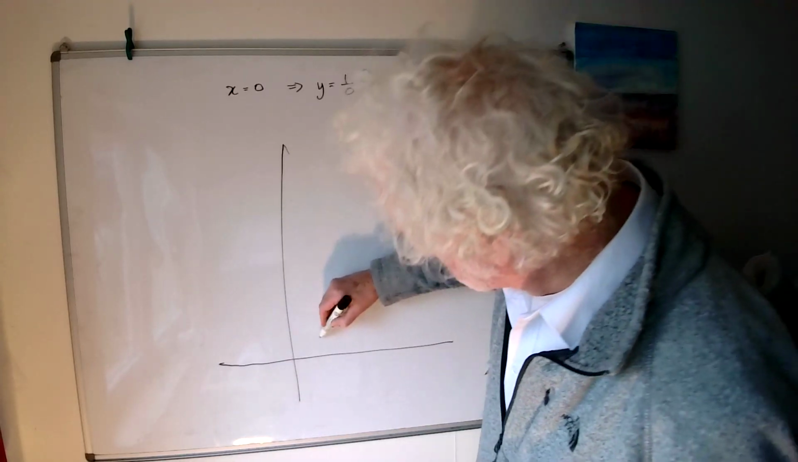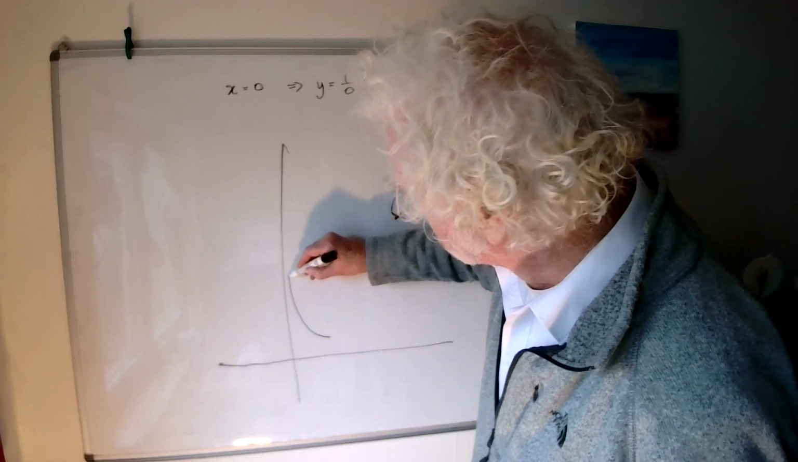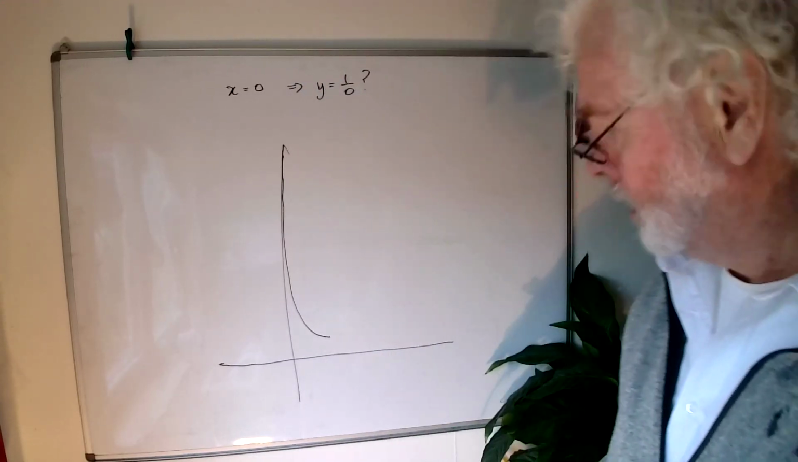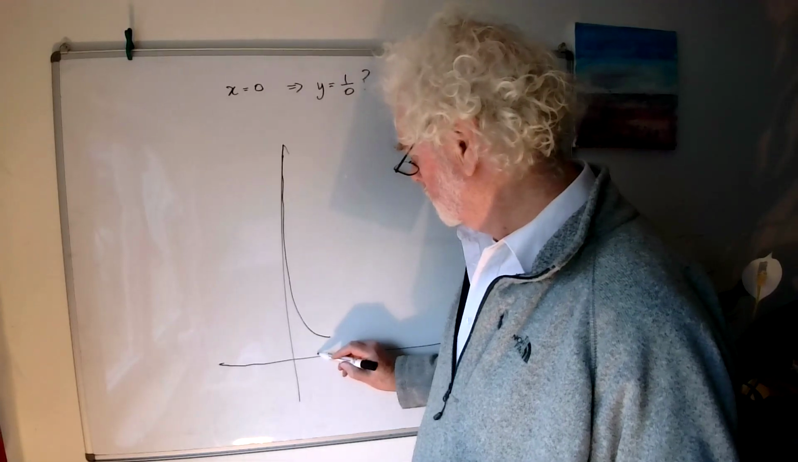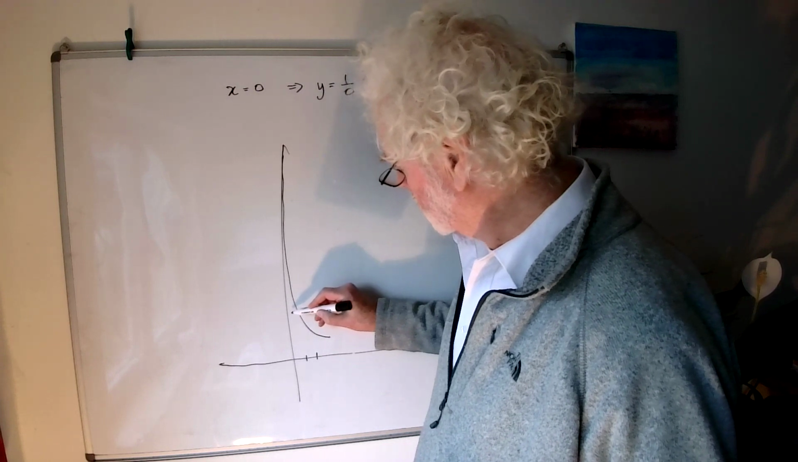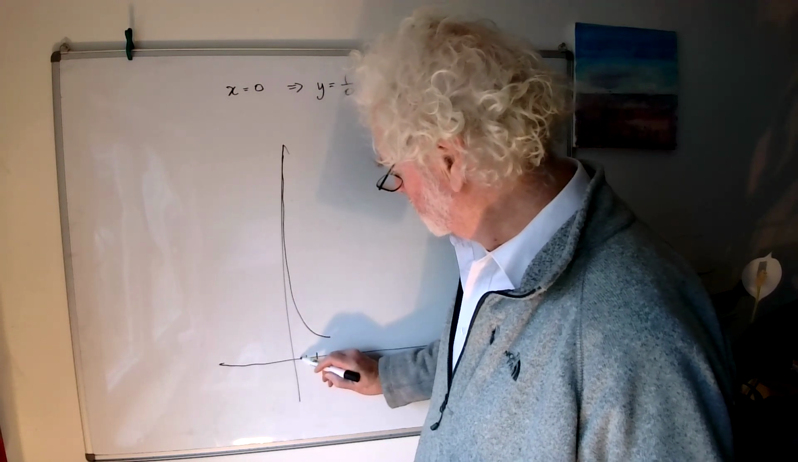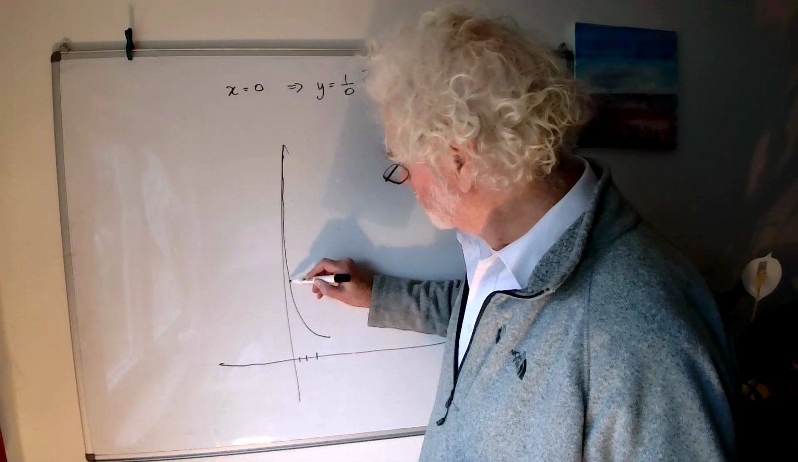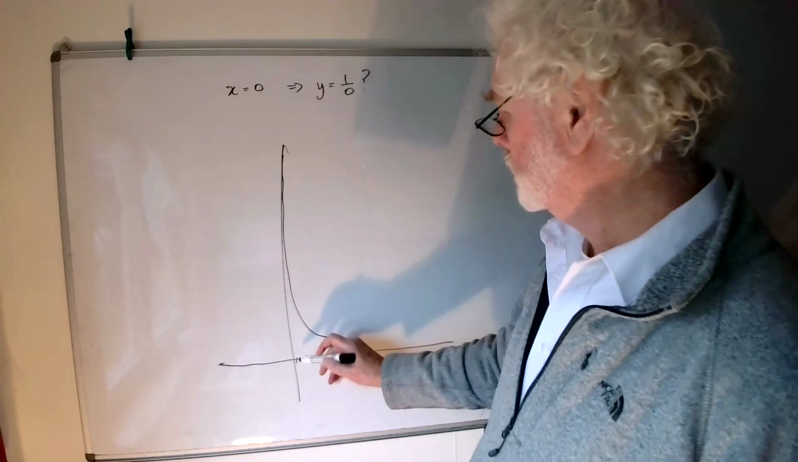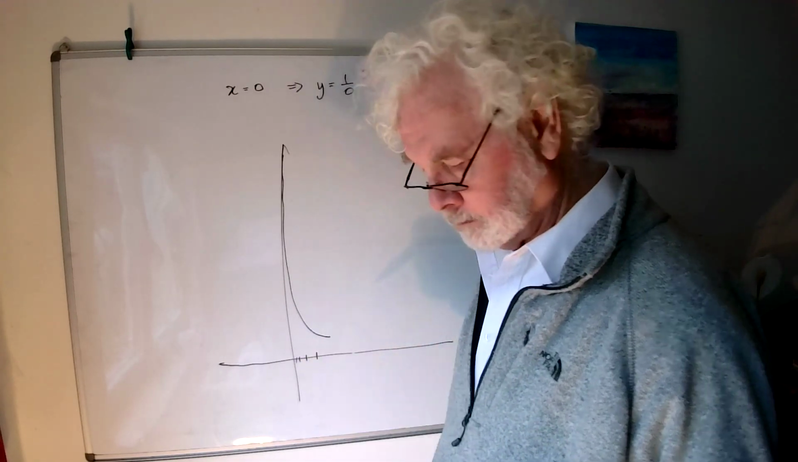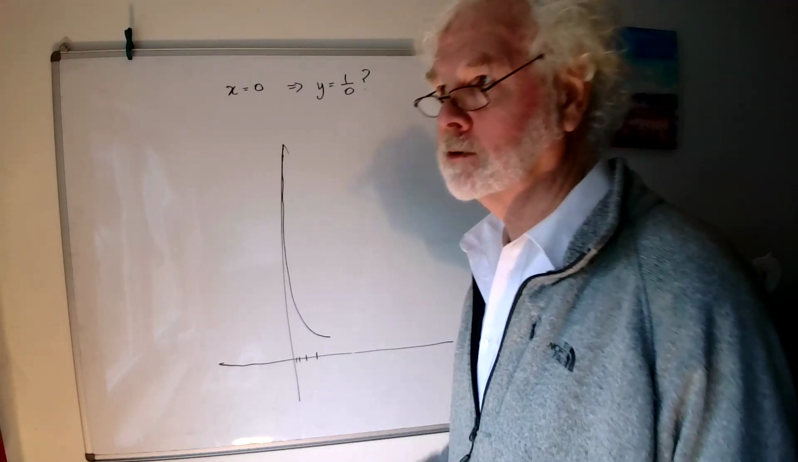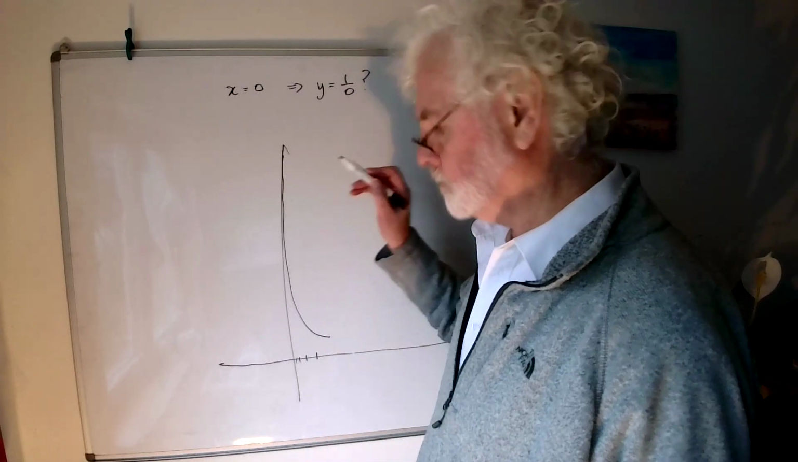There's the thing, and this comes up here and goes closer and closer and closer. And each time we halve x, we double, that doubles the value of y. And you could carry on doing that over and over and over again. As x gets smaller and smaller, y gets bigger and bigger.